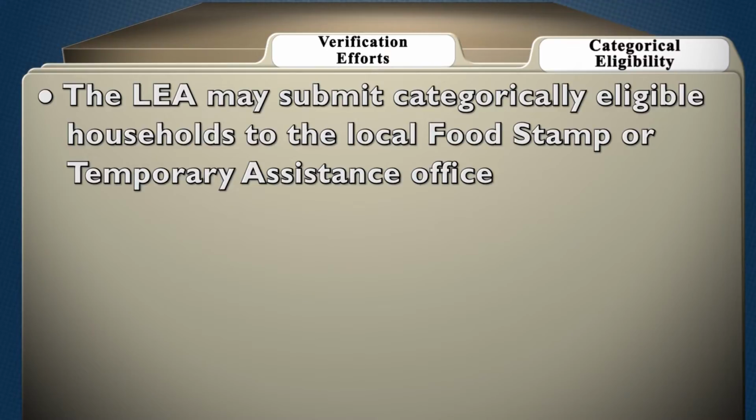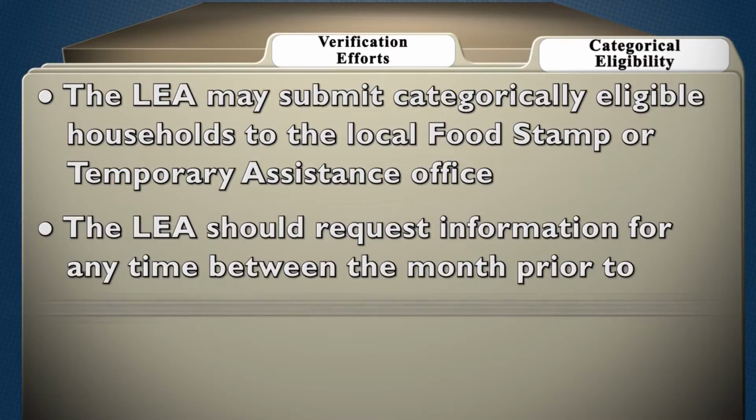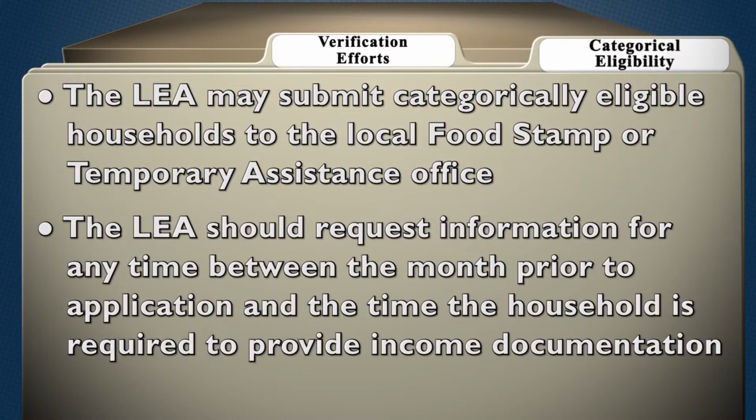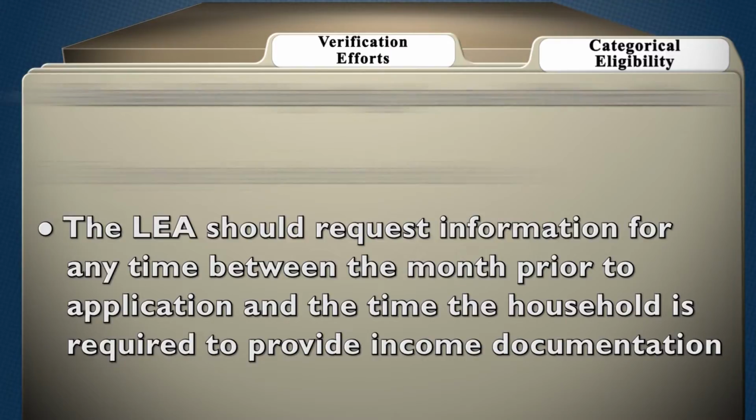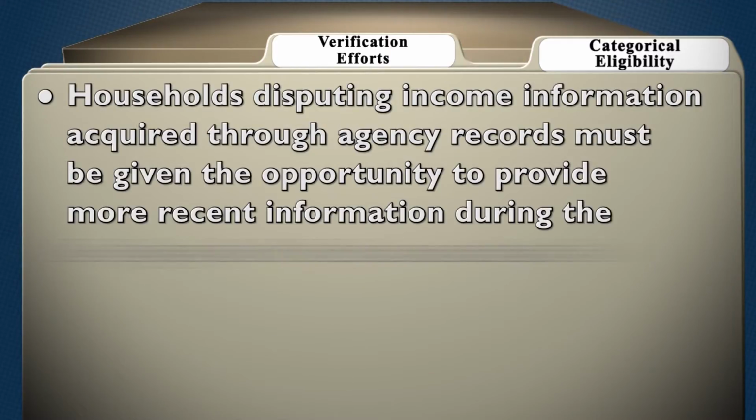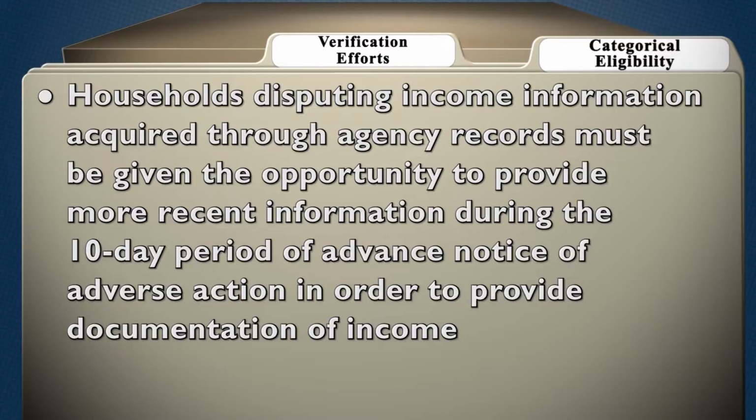When using agency records, the LEA should request information for any point in time between the month prior to application and the time the household is required to provide income documentation. Households which dispute the validity of income information acquired through systems of records must be given the opportunity to send more recent income information during the 10-day period of advance notice of adverse action.